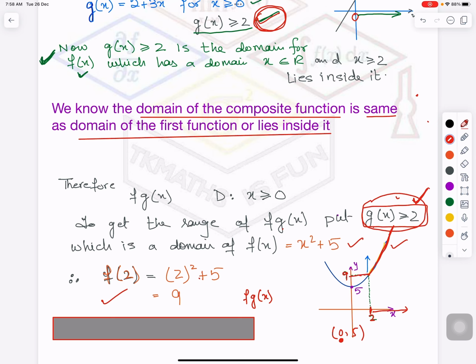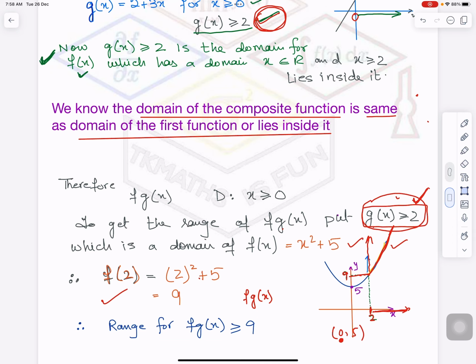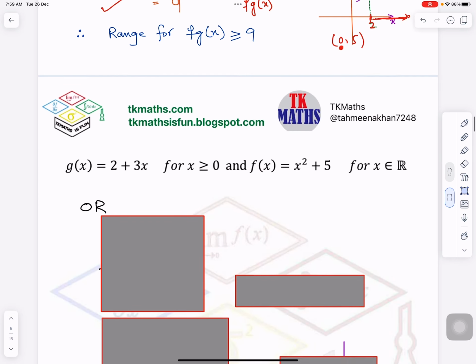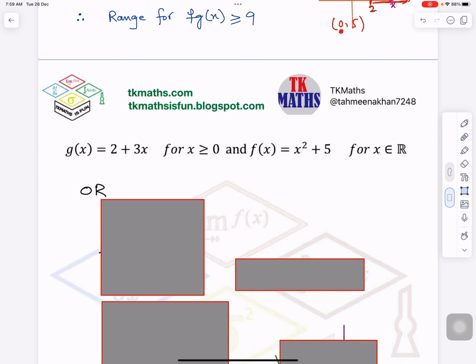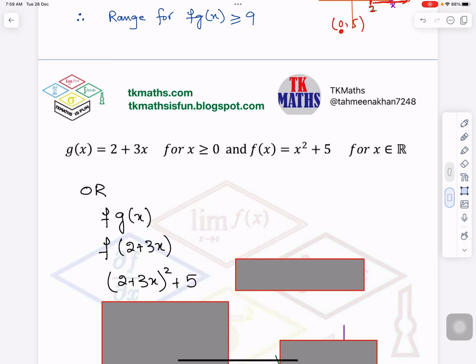So I got 9. It means for x greater than equals to 2, the values of y will be greater than equals to 9. So that's why I will say the range of the composite function is greater than equals to 9. And what is the second method? Second method is I straight away find out the composite function first of all, which is f of g. So g was 2 plus 3x, right? This will be my domain for function f.